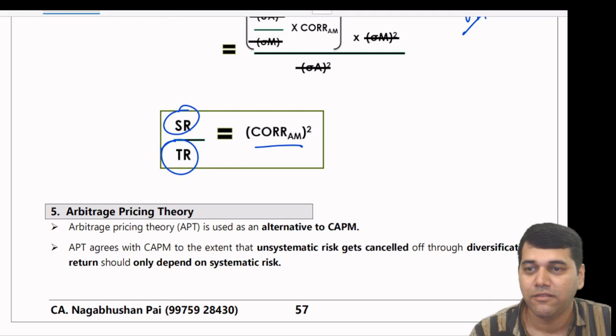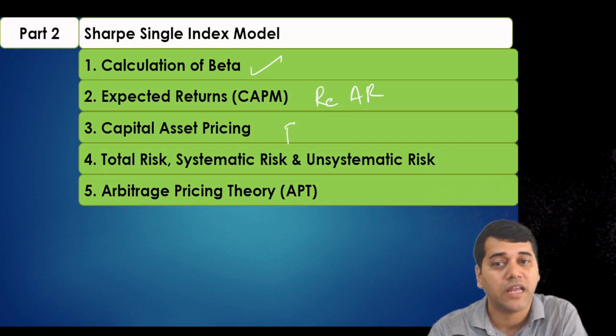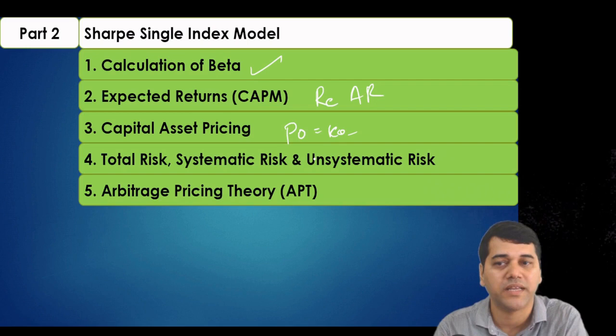Yes, with this we are done with the theoretical part. We'll just go and solve some of the Q&As. Yes, we are done with the beta calculations. CAPM, RE, comparing with actual return, we have done. We calculated P0 using KE. KE is nothing but the same RE. Then we compared with the price. Total risk, systematic risk, unsystematic risk, we followed.